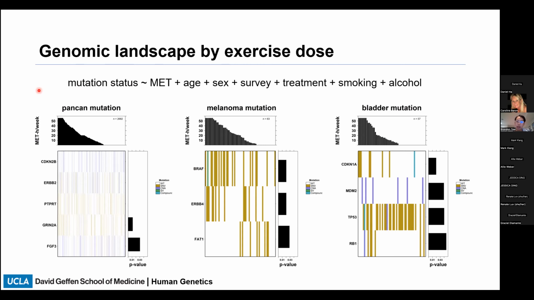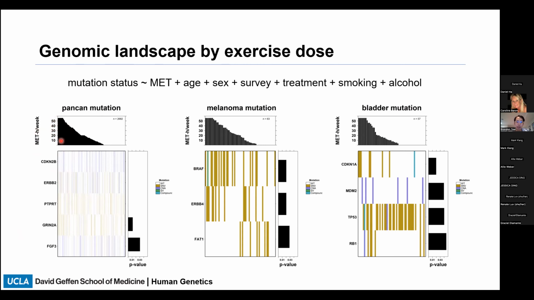of exercise, adjusted for age, sex, the survey taken, their treatment status, smoking status, and alcohol status. For the pan-cancer analysis, which is the one on the left, we also adjusted for cancer type as well. So along the top, each column is a patient, and along the top, we have patients ordered by METs.